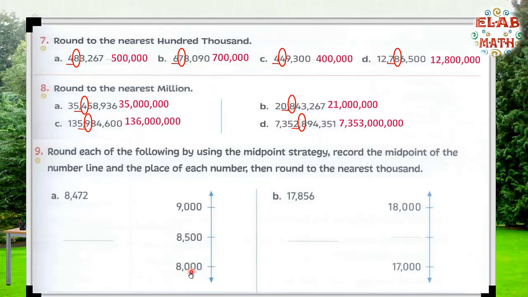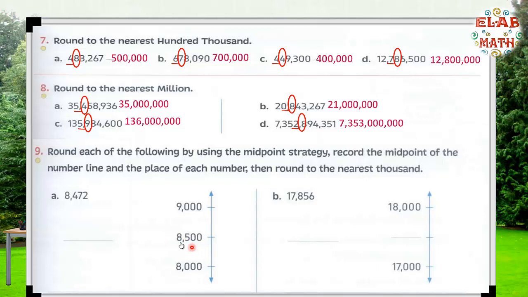Write 8 without digits in the hundreds, tens and ones place. Write 8,000 only. Up you should write 9. You should add 1 to 8 to be 9,000. Between them we have the midpoint. Midpoint is 8,500. You should write 5 instead of this 0 in the hundreds place.